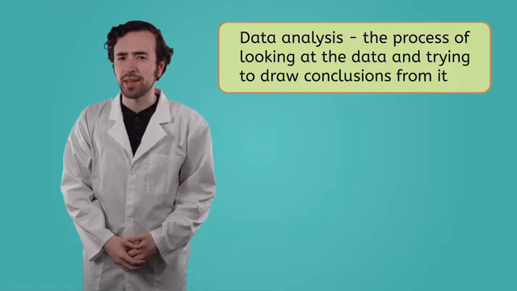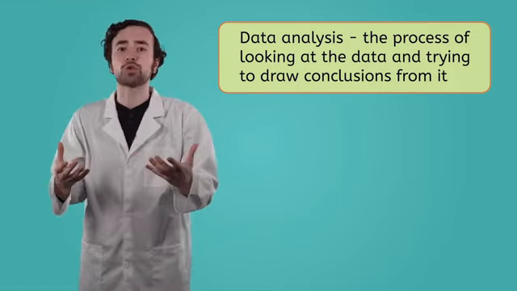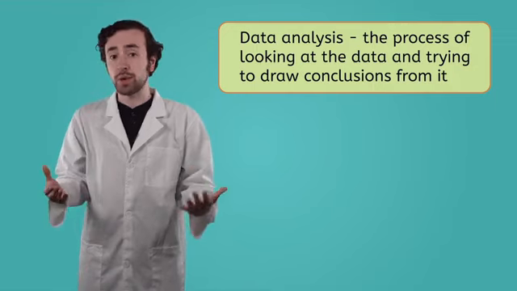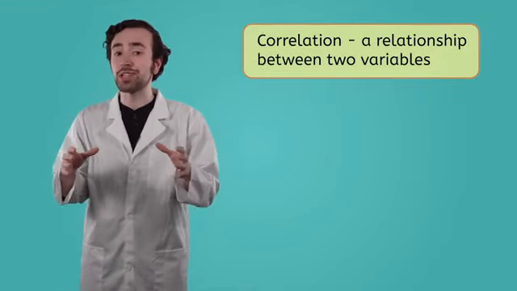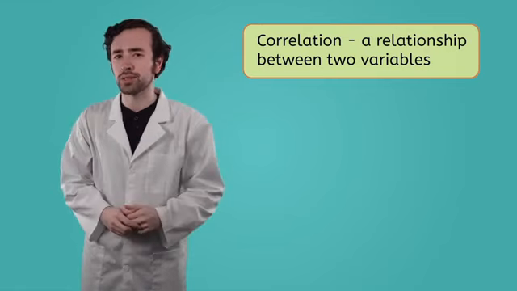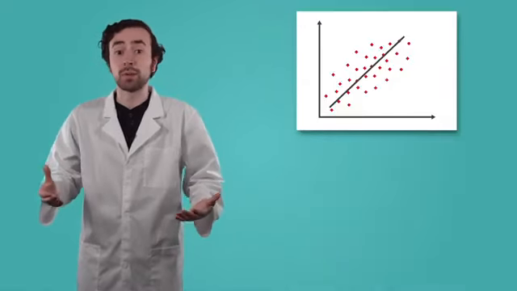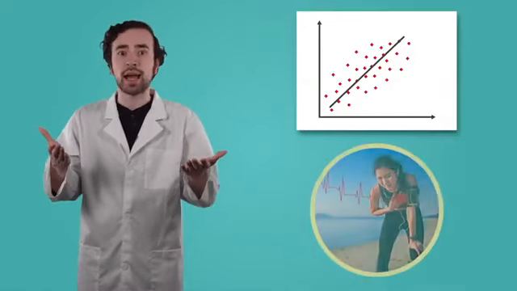Once we have our graph, it's time to analyze the data. Data analysis is the process of looking at data and trying to draw conclusions from it. While doing this, scientists look for relationships between variables, also known as correlations. Variables can be correlated in different ways. Some variables will increase together, like how heart rate increases with exercise.